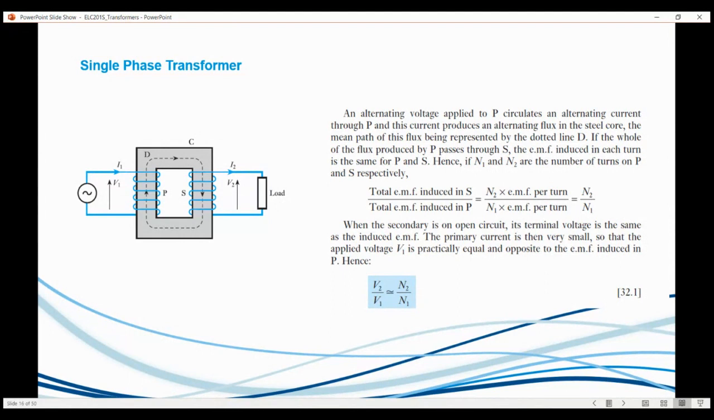Hence, if N1, N2 are the number of turns, then we have the formula there. What we're saying is that the total EMF induced in S is equal to N2 times the EMF per turn, which gives you the turn ratio. When the secondary circuit is on open circuit, the voltage induced in the primary circuit is very small, so that the applied V1 is practically equal and opposite to the EMF induced in P. Long story short, the ratio of V2 over V1 is approximately equal to N2 over N1. We'll learn more about that. So that's our first relationship.